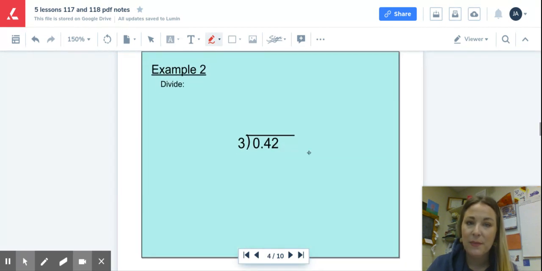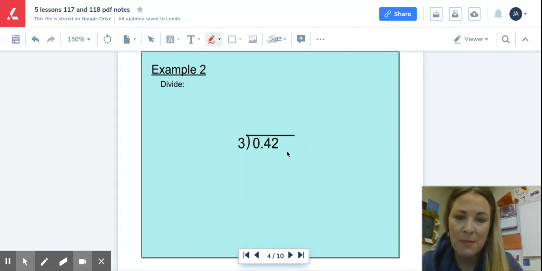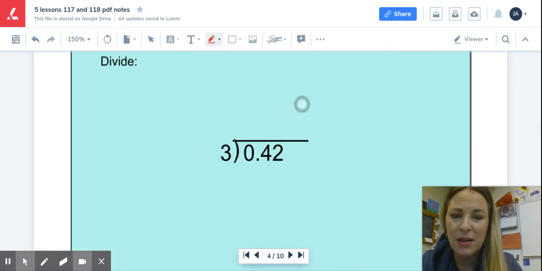Take a look at this one. Same thing, just in equation form. We have 42 hundredths divided by 3. Go ahead and pause, give this a try, and when you're ready, unpause and check your work with mine. The first thing I'm going to do is bring up my decimal. I'm going to actually zoom back in a little bit for a moment.